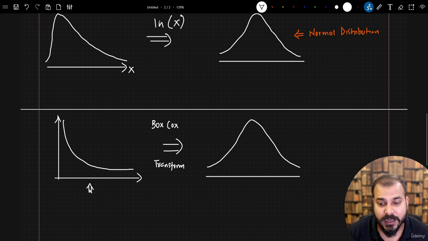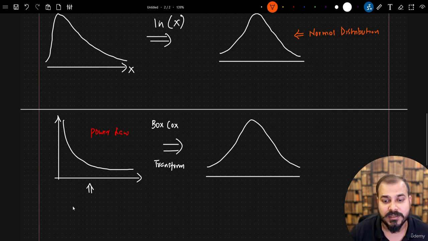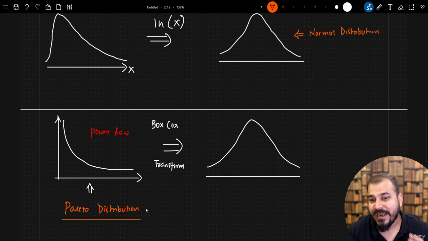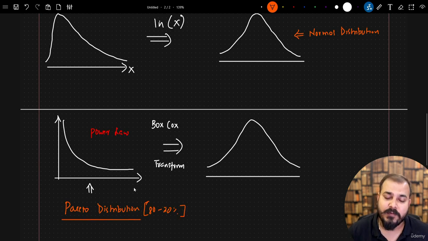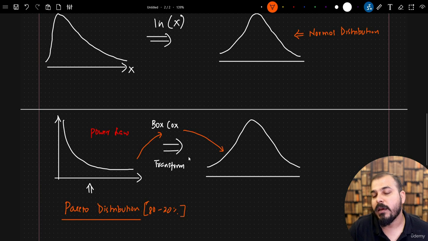Now, any data which follows this kind of power law distribution, we call a Pareto distribution. In my next video, we will try to understand the Pareto distribution. But in short, this again follows the 80-20% rule. It follows the power law distribution. And if we apply a Box-Cox transform to this kind of data, we will be able to get a normal distribution. In order to validate a normal distribution, we can use a QQ plot.